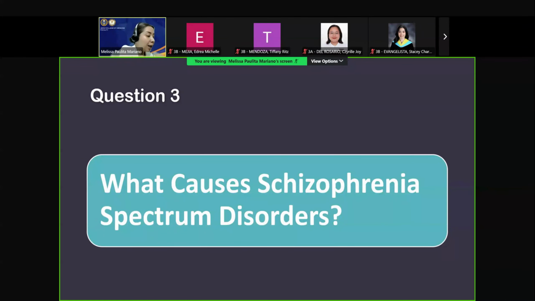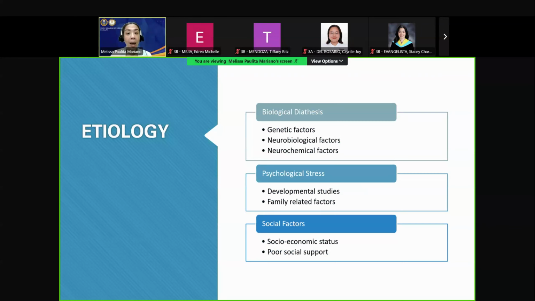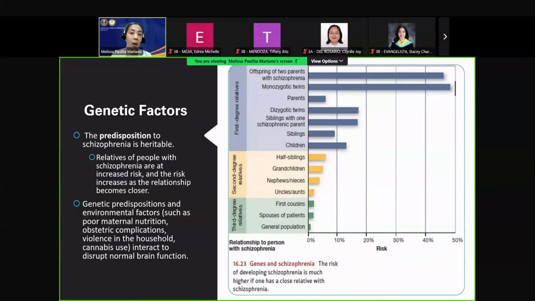Now, having gone through the DSM criteria, we want to understand what causes schizophrenia spectrum disorders in general. And we have the biopsychosocial approach here as well for the etiology. We have the biological vulnerability, psychological stress, and social factors. We'll try to go through all of them.